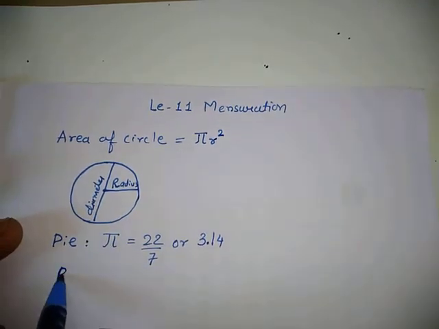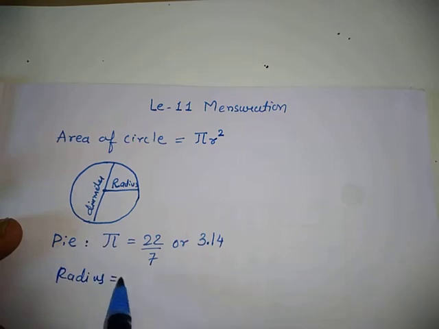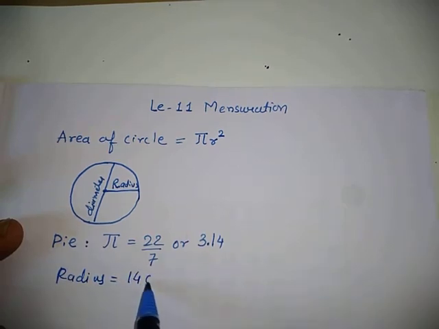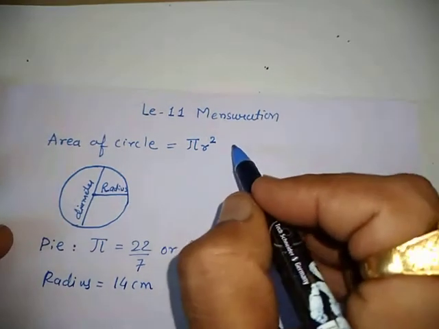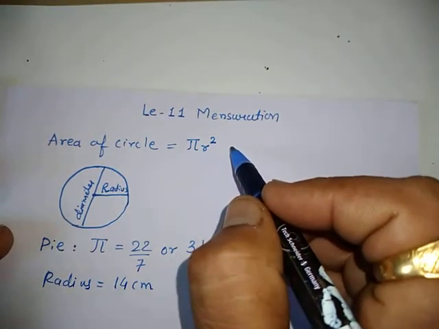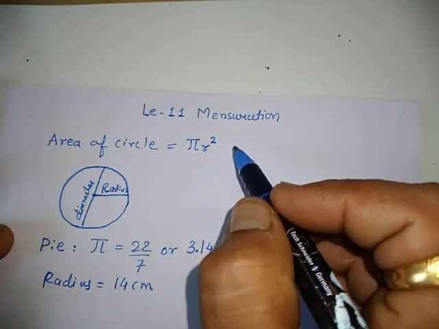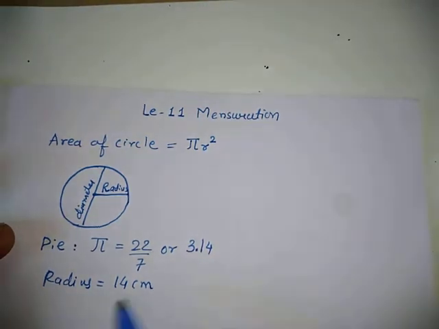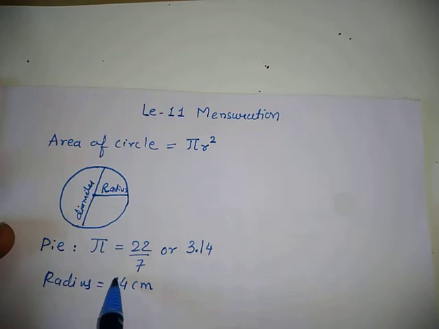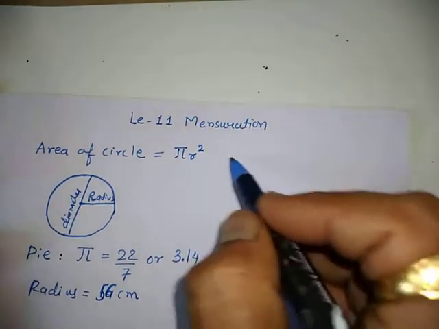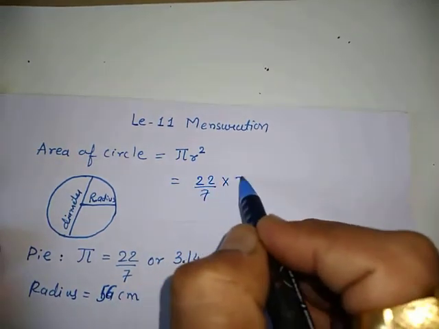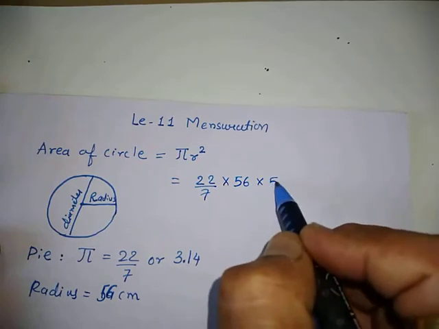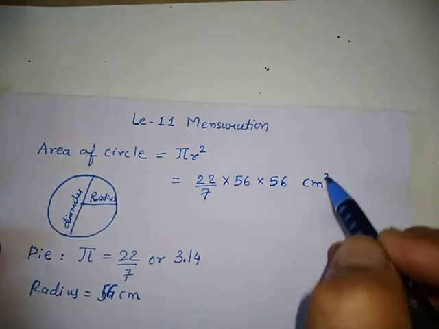If radius is given 14 centimeter, we can take out the value of it and get the answer. Suppose we take the value of radius as 56 centimeter. So here pi is 22 by 7 into 56 into 56 and centimeters square.